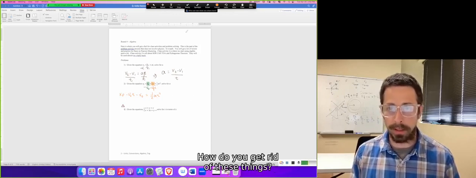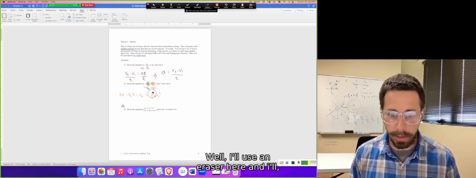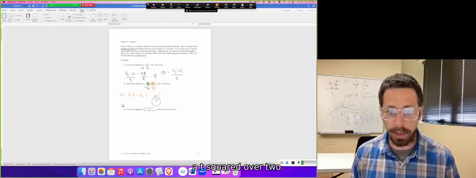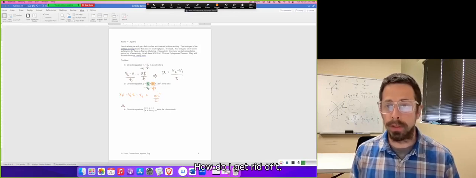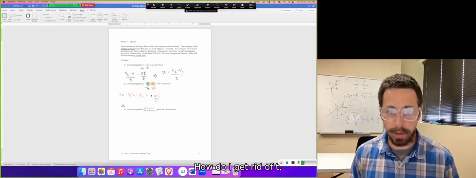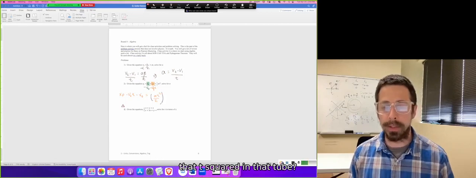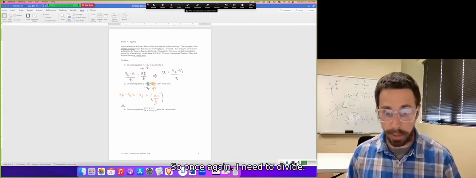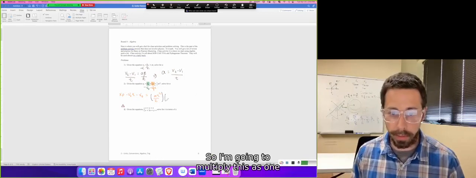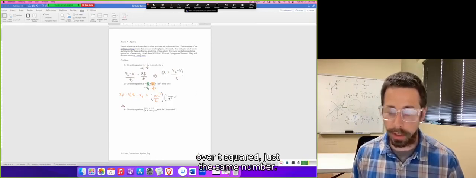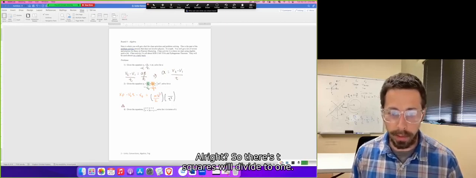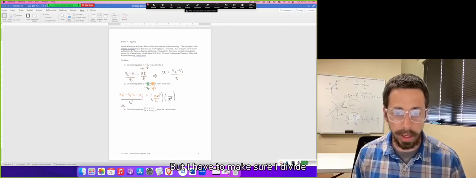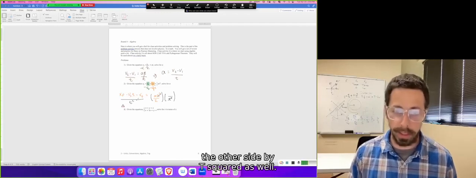How do you get rid of these things? Well, I'll use an eraser here, and I'll rewrite this 1/2 as t squared over 2. So then how do I get rid of that t squared and that 2? Well, t squared is being multiplied. So once again, I need to divide. So I'm going to multiply this as 1 over t squared, just the same number, right? So those t squareds will divide to 1, but I have to make sure I divide the other side by t squared as well.